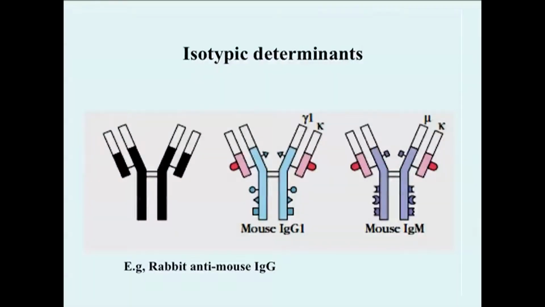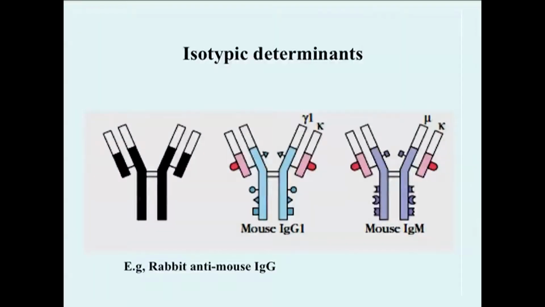Like rabbit anti-mouse IgG. Suppose we inject mouse IgG into rabbit, then some of the epitopes present in the constant region heavy chain of mouse IgG will be considered as foreign and antibodies will be generated against it. This antibody is called rabbit anti-mouse IgG. It is against the isotypic determinant. And these anti-isotype antibodies are very useful in research as well as in diagnostic purposes.